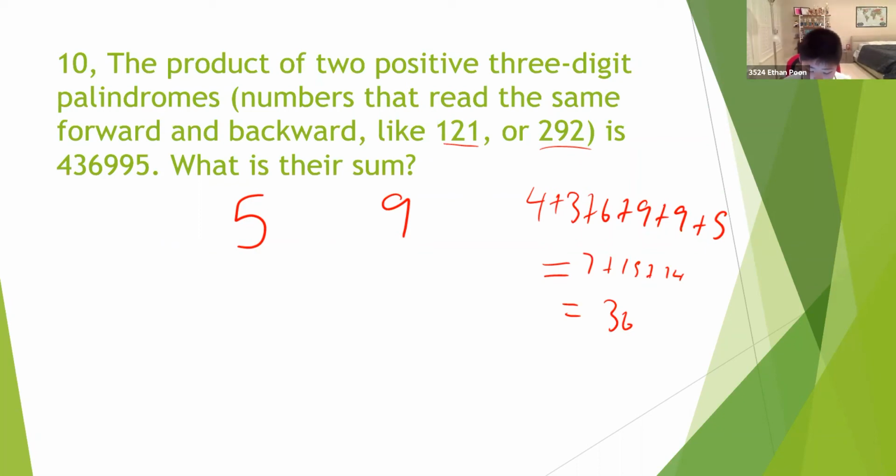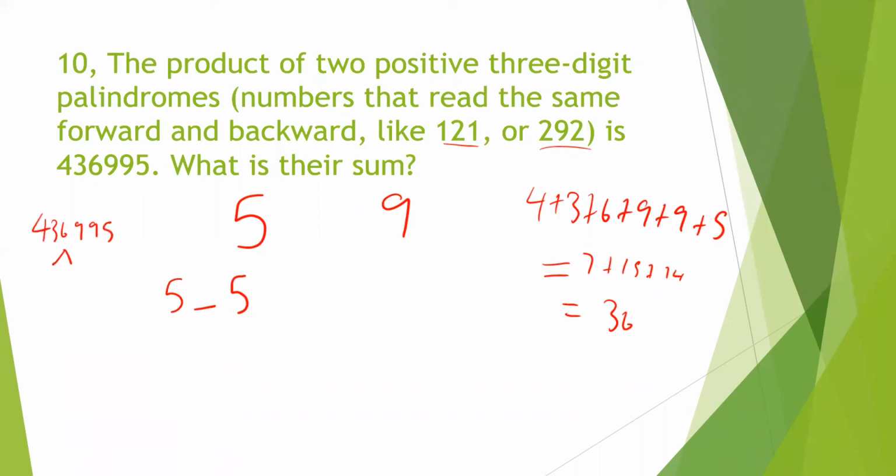Because it's divisible by 5, we have a 5-something-5. Can't really assume that it's divisible by 9 yet, because there are other multiples of 3 that we can use, like 3-3 or 6-6, or 7-8 or 7-6. So we can factorize by doing 4, 3, 6, 9, 9, 5.